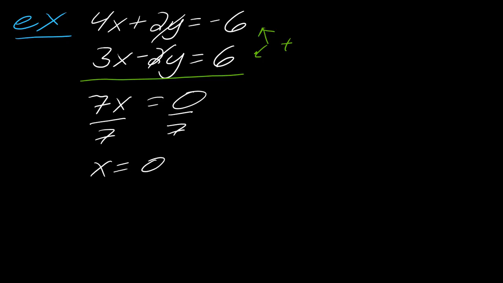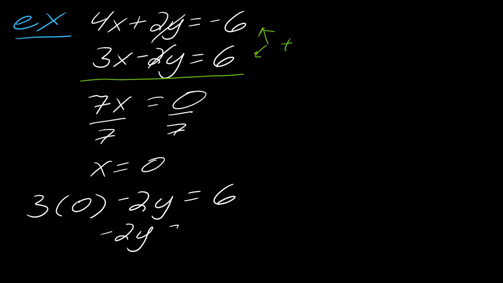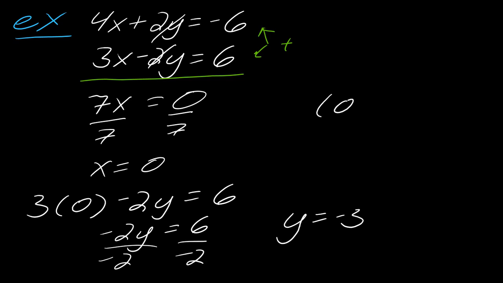So now I need to plug this back into either one of these equations. I'll plug it into the second equation just for funsies. So I have 3 times 0 minus 2y equals 6. So this gives me minus 2y equals 6. Divide both sides by negative 2, and I get y equals negative 3. So you always want to state your solution as an ordered pair, so this will be the solution 0, negative 3.